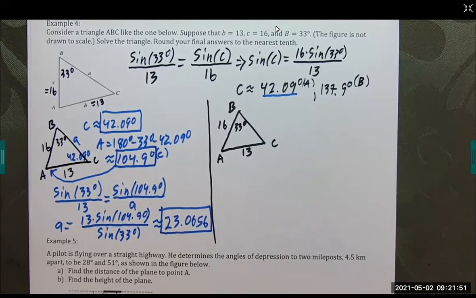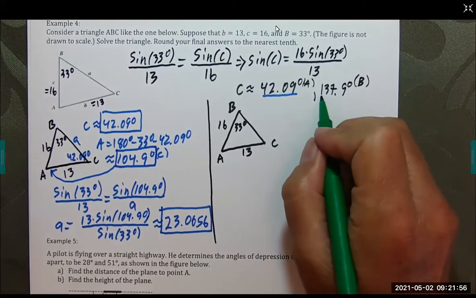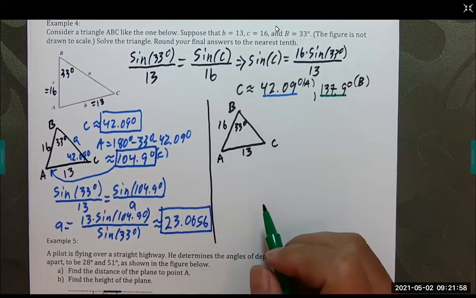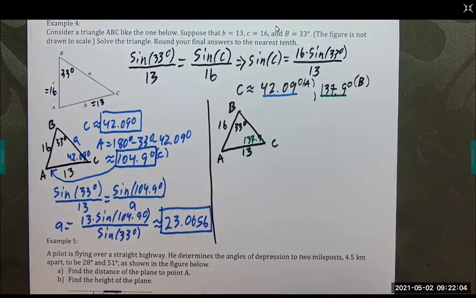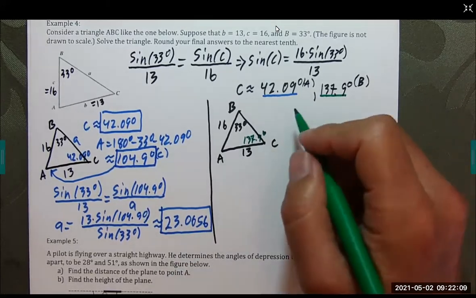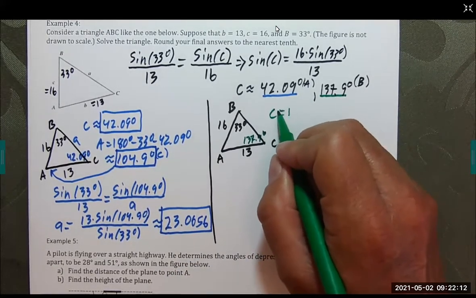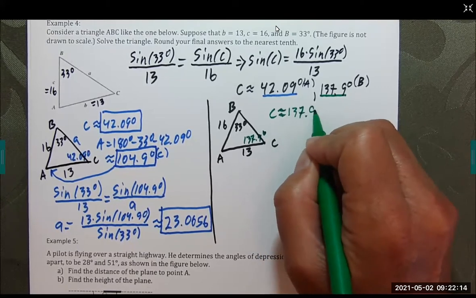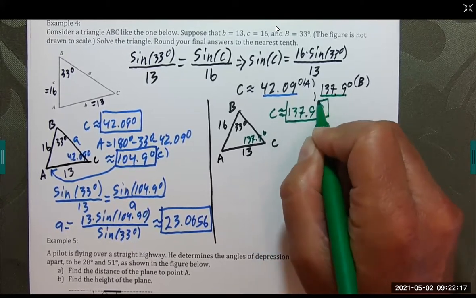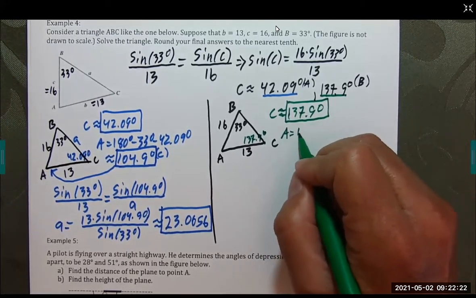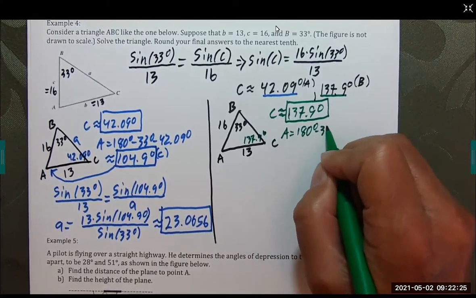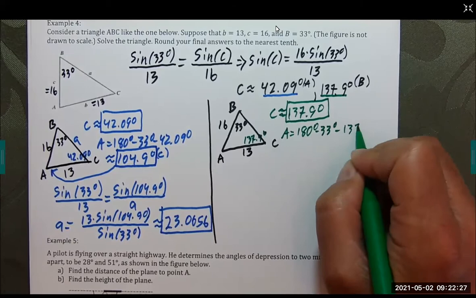And we're now going to use, let's pick green. And that is here, 137.9 degrees, which again, I stored off into memory B. So angle C, in this case, is about 137.9 degrees. Here's one of our three answers for this one. To find angle A, that's going to be 180 degrees minus 33 degrees minus 137.9 degrees.